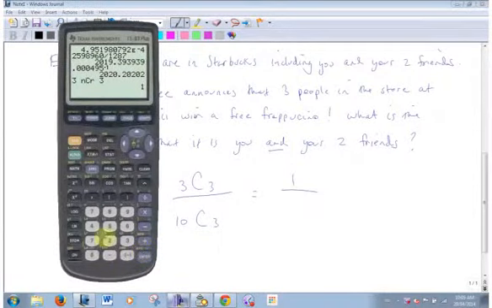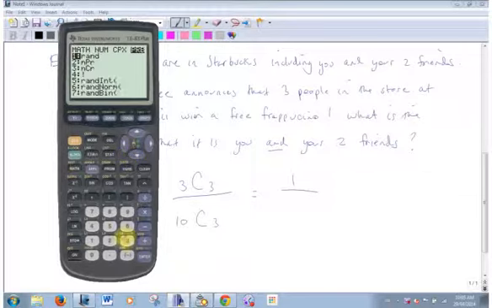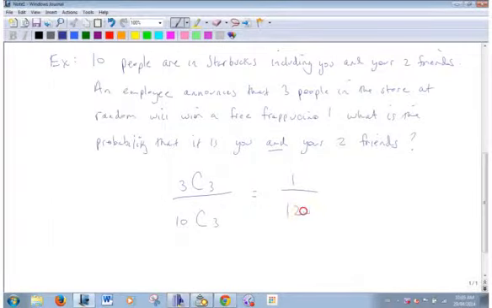What is 10 choose 3? Something a little bigger. 120. 1 in 120. It's less than 1%, right? Not very probable. So if all 3 of you and your friends win, you might be thinking, yeah, maybe the employee is another one of our friends, and they just aren't telling us, right? I would be suspicious.